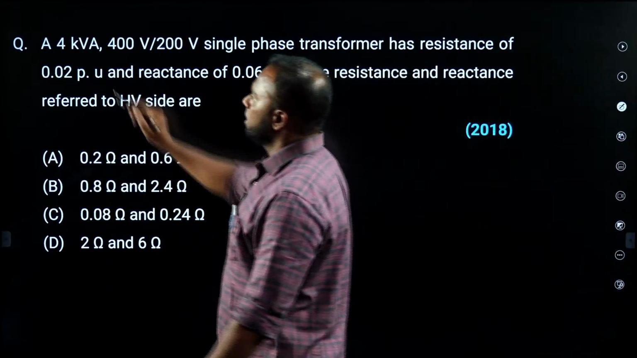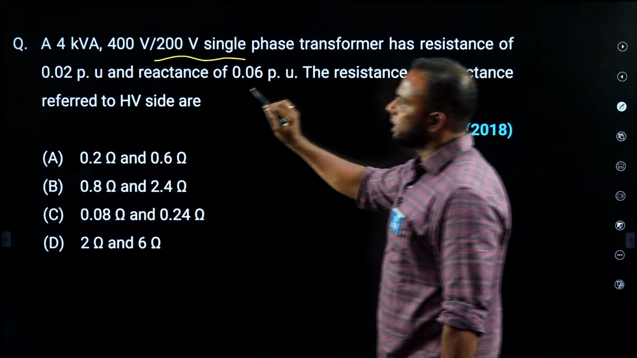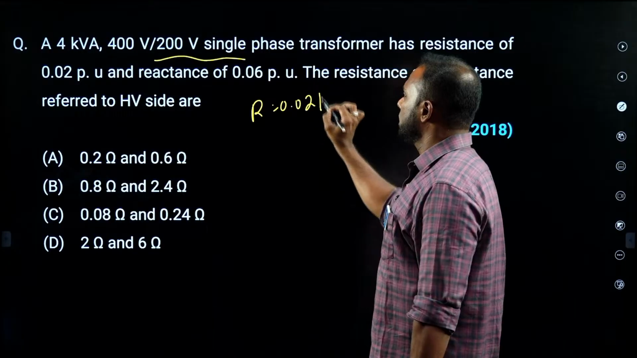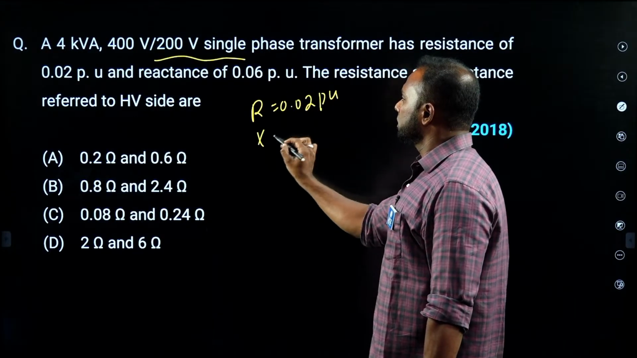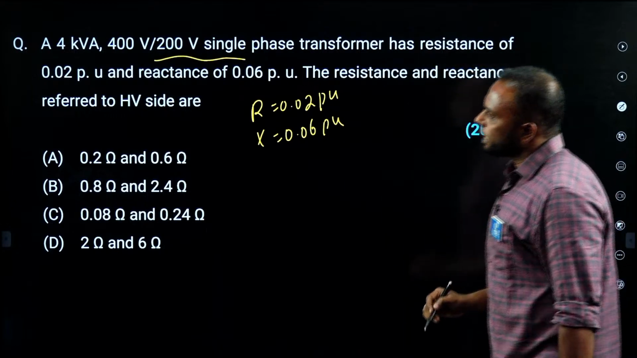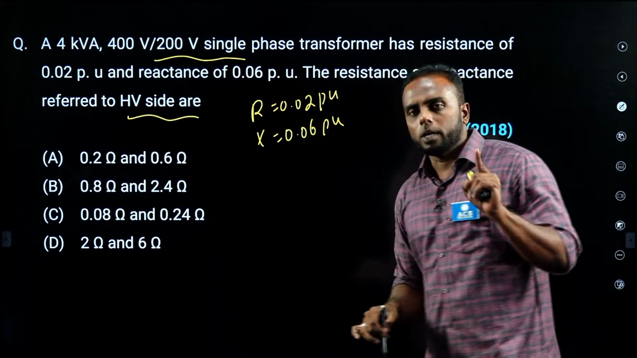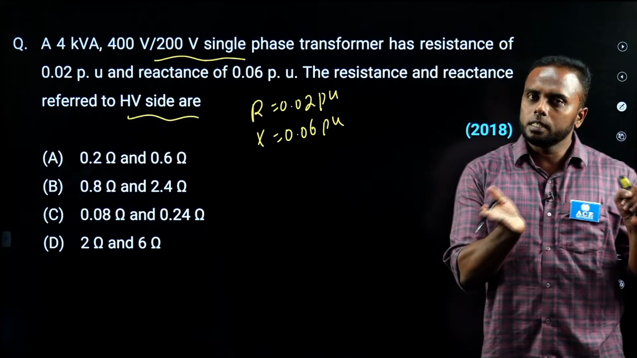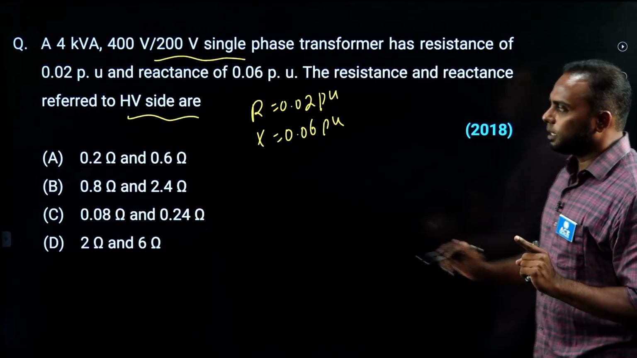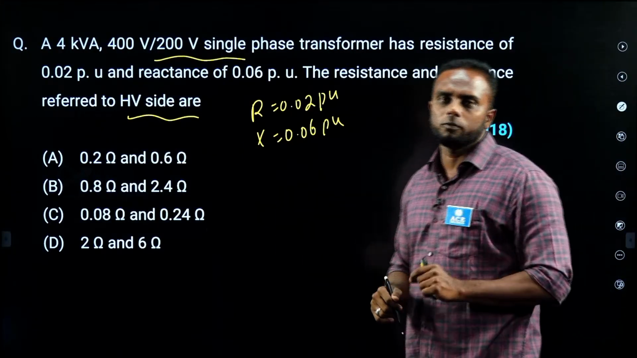And see this question. A 4 kVA 400 by 200 volt single phase transformer has resistance of 0.02 per unit and reactance of 0.06 per unit. The resistance and reactance refer to HV side or dash. Actually, the per unit value remains the same whether it is with respect to HV side or LV side. But if you see the options, they are in ohms here. Now, what is the formula for this?